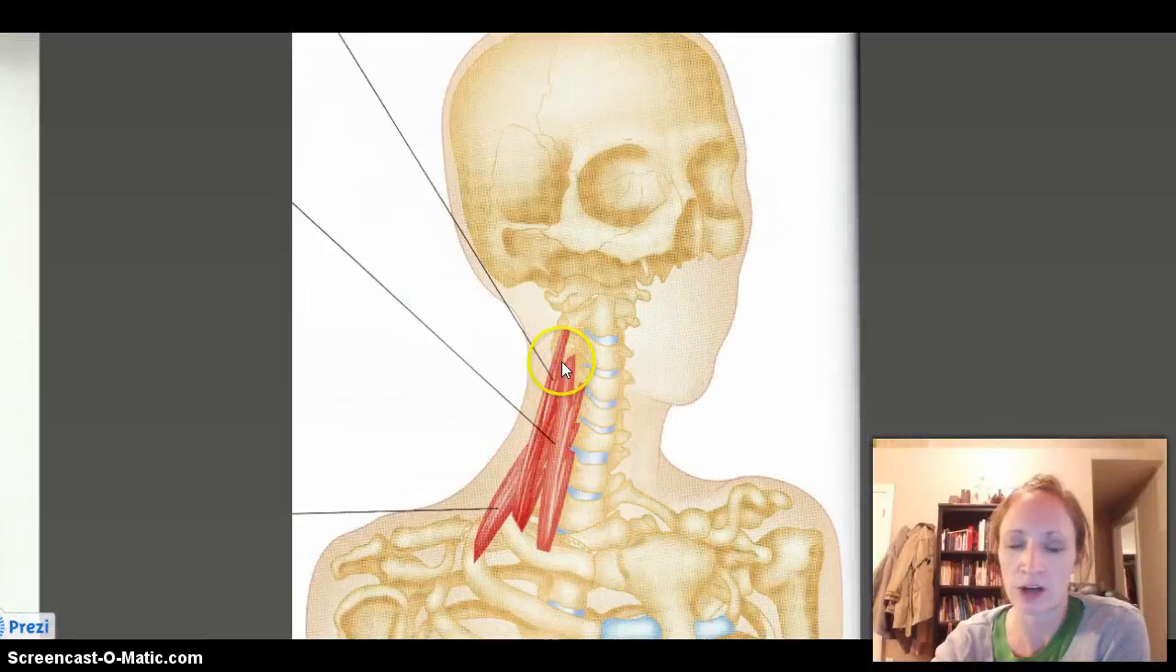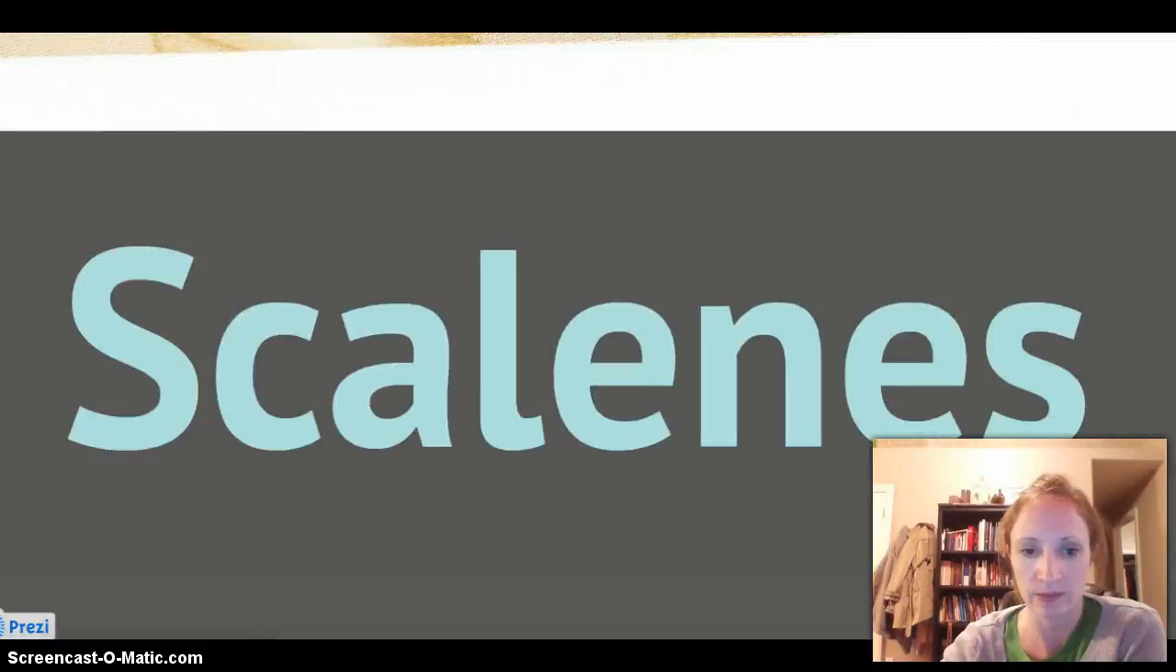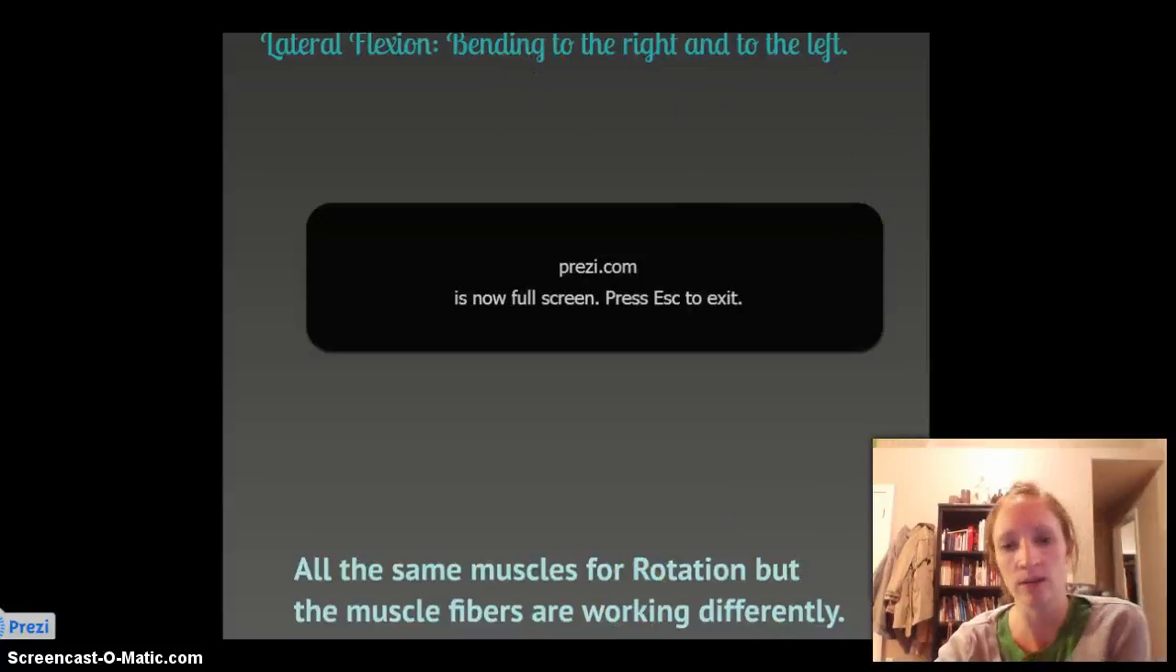Okay, the next one are your scalenes. Again, we've seen this one before. It should look familiar. You've got your posterior, your anterior, and your medial scalene. You should already know how to spell it. Alright, lateral flexion is bending to the right and left.